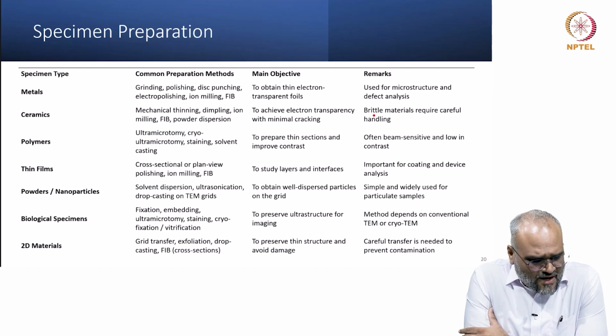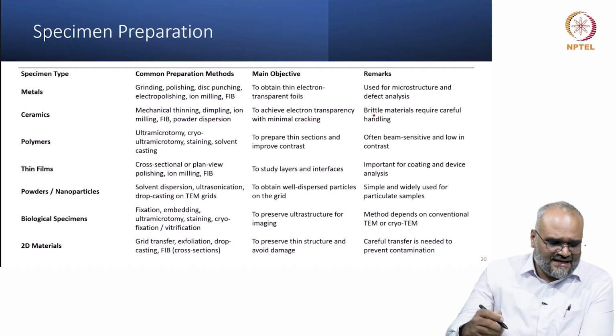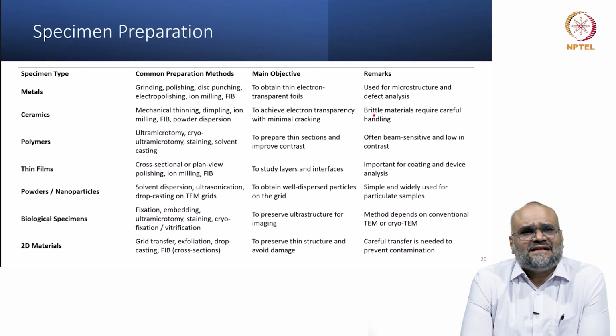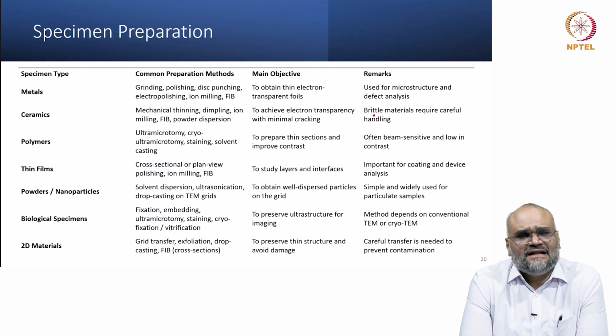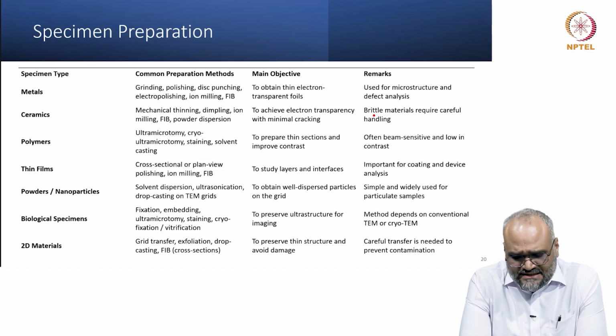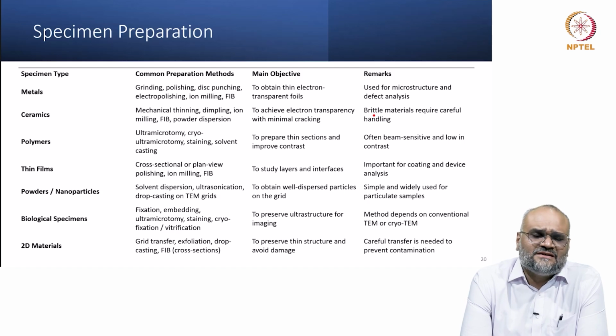As long as you take the appropriate precautions, only then you can start investigating these kind of specimens. So if you look at the common specimen preparation methods for metallic samples, we have the classical cutting, grinding, polishing, electropolishing and ion milling, and also you can use focused ion beam. The main objective is to prepare thin electron transparent foils, and you can use these for typical microstructure morphology, phase identification and defect analysis in metallic samples.